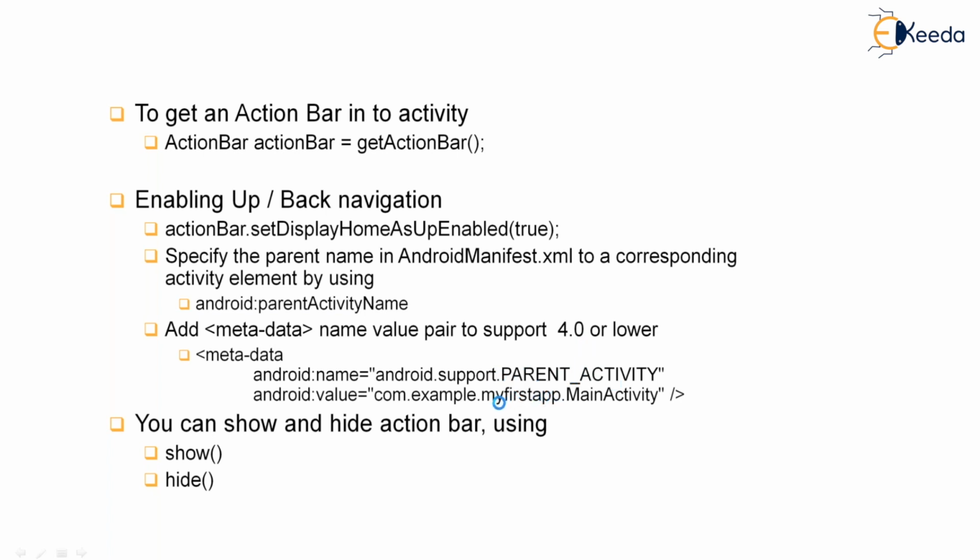Next, when you want to show an app bar or action bar, we'll simply call the show method on an action bar object. And when you want to hide, you'll simply say the hide method on an action bar.